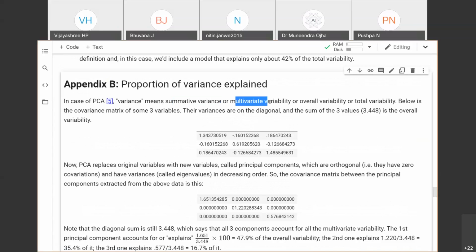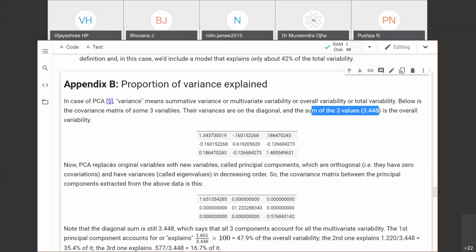Okay, although multivariate variability or overall variability, these are the terms which are normally used. Now we give a covariance matrix of three variables. Their variances are on the diagonal, while the covariances are given on the non-diagonal positions. So their variances are on the diagonal, and the sum of the three values, that is 3.448, is the overall variability or the total variability. So you see we have three PCs over here.